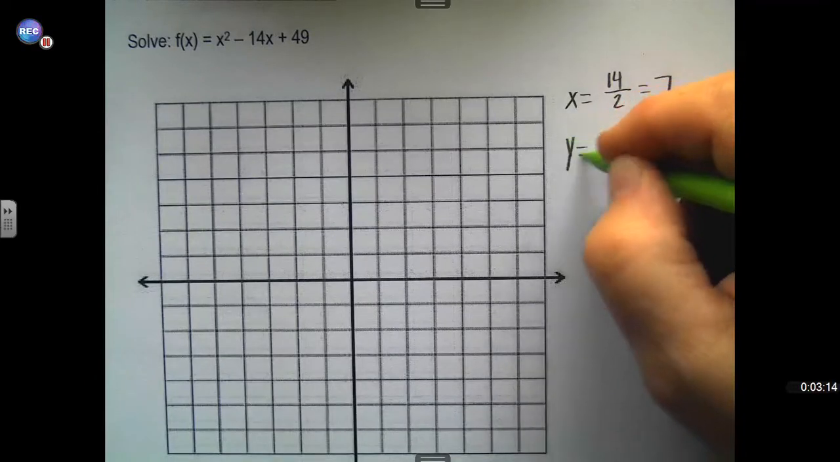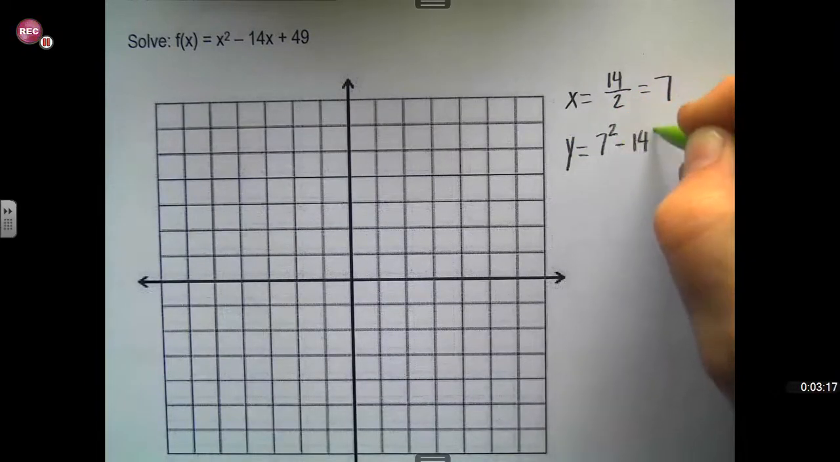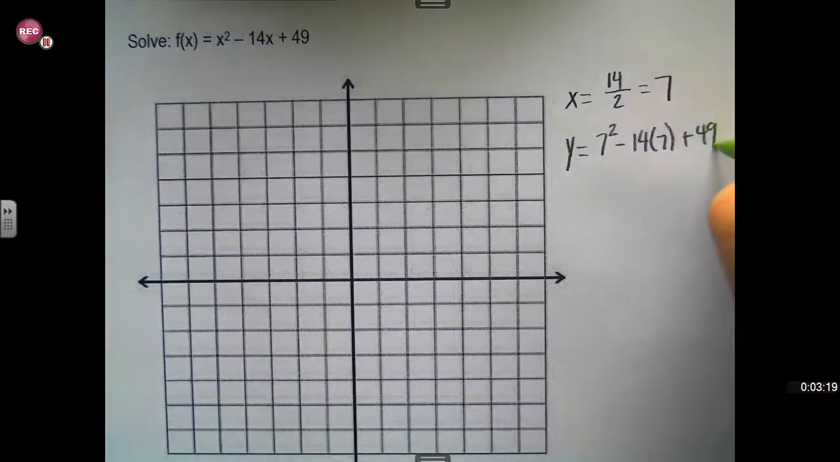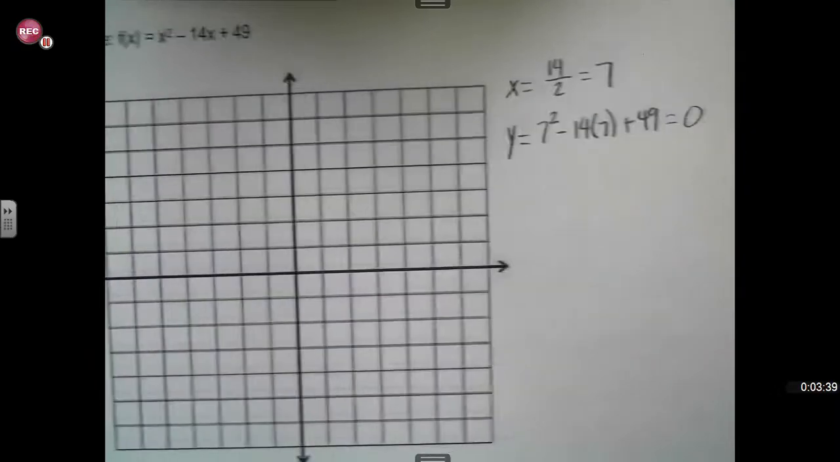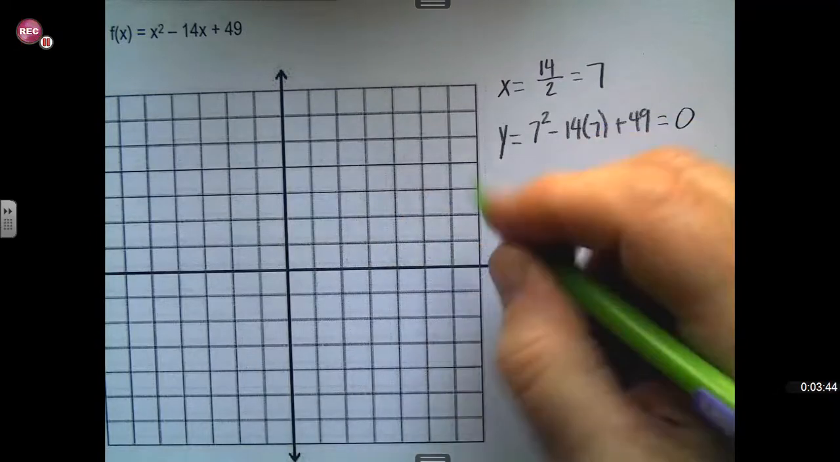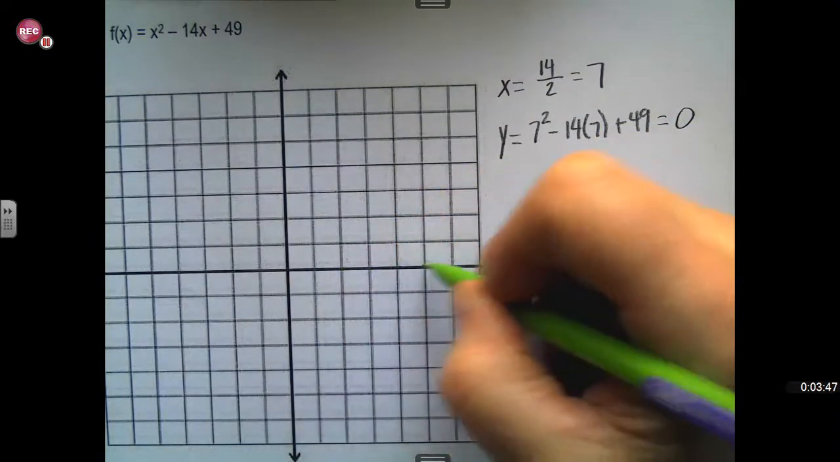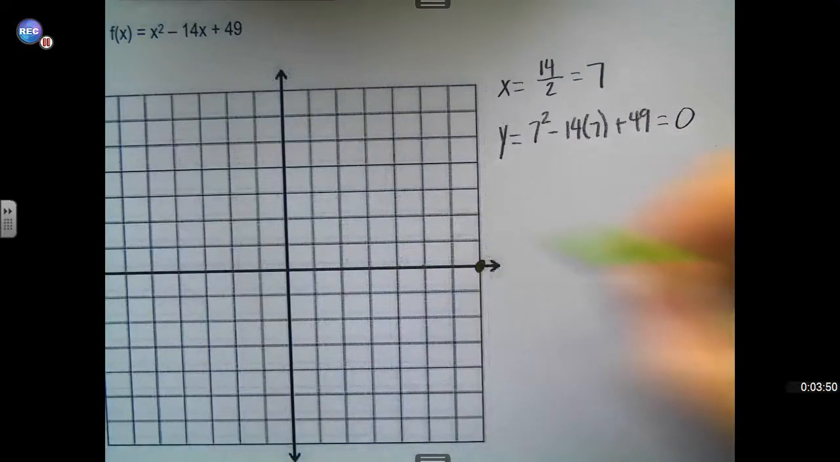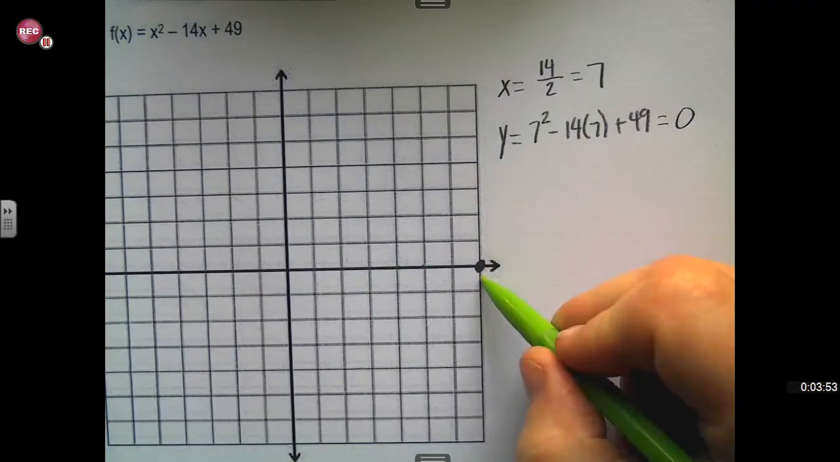And if I plug that in, I get 7 squared minus 14 times 7 plus 49, which is 49 minus 14 times 7 plus 49. Actually, it's not that bad. The vertex is at 7, 0. And so 1, 2, 3, 4, 5, 6. 1, 2, 3, 4, 5, 6, 7. It's out here. And so anyway, what that tells us is that there's your x-intercept.